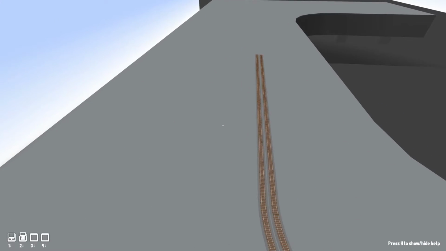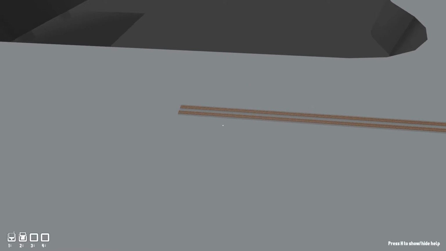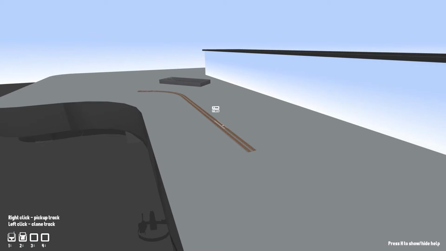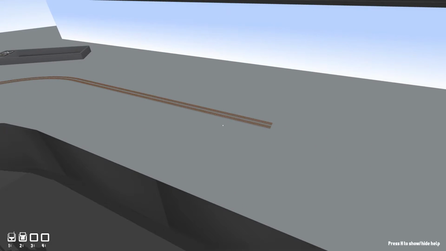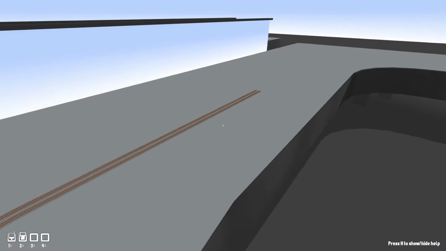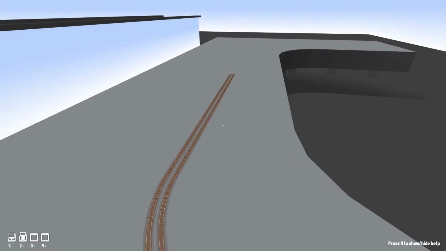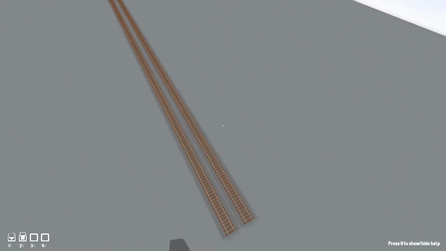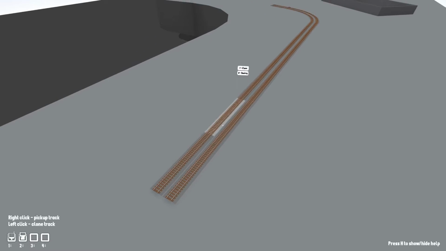Okay, so for anyone who's watching this stream right now, what I'm planning on building here is going to be based off of Ashland, Virginia. It's a town north of Richmond, and it has two-track street running through the heart of it. So I'm going to try and recreate that here.